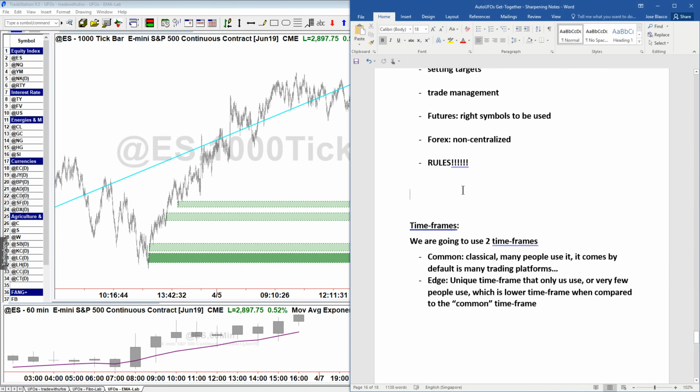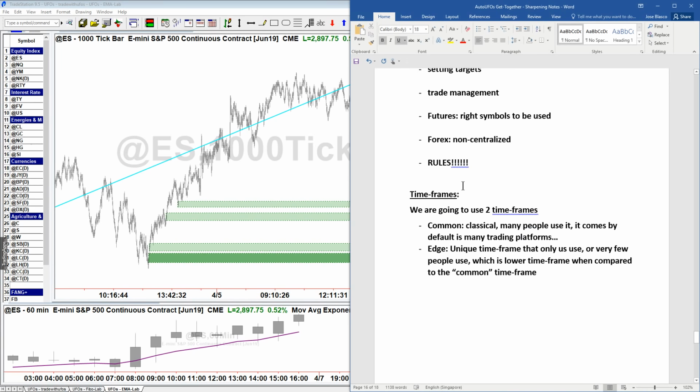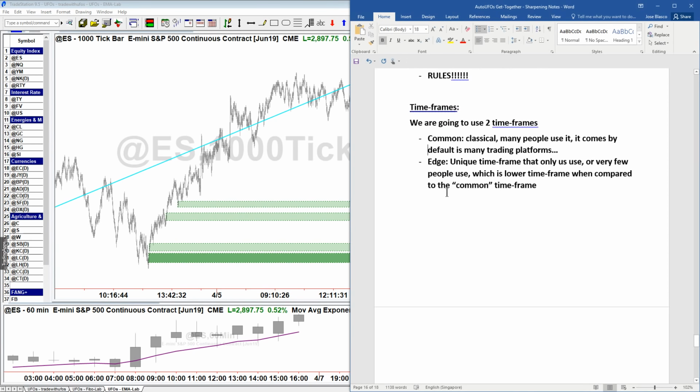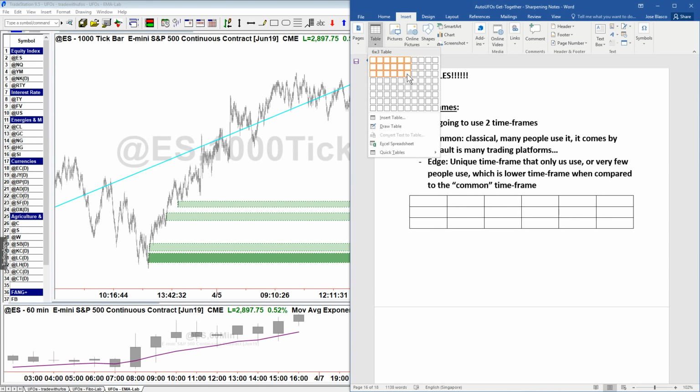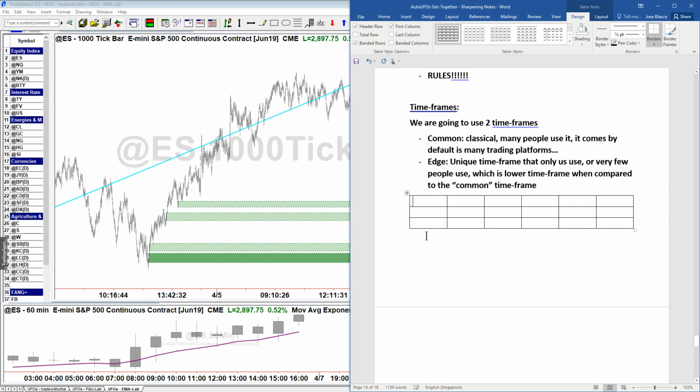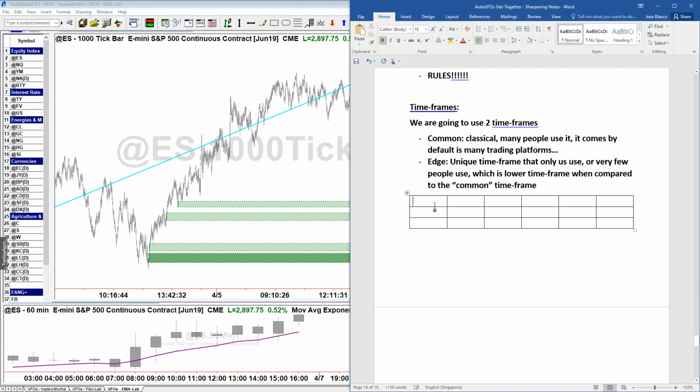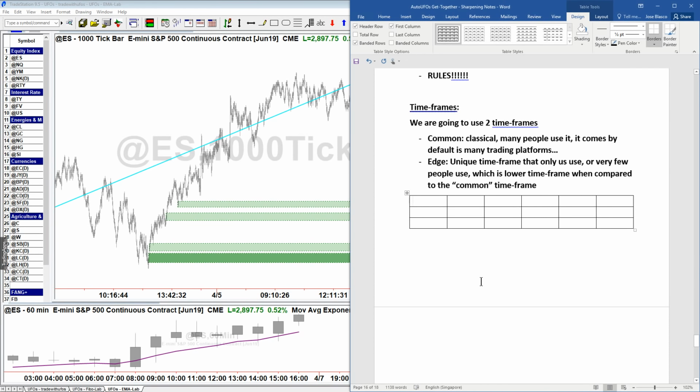So let's talk about time frames. We're going to be building a table here, so let me add a table. I'm going to have a bunch of cells, and I'll make this prettier in a minute. One of the columns is going to be the common time frame, so we'll have to define which common time frame we're going to use. Another column is going to be the edge.